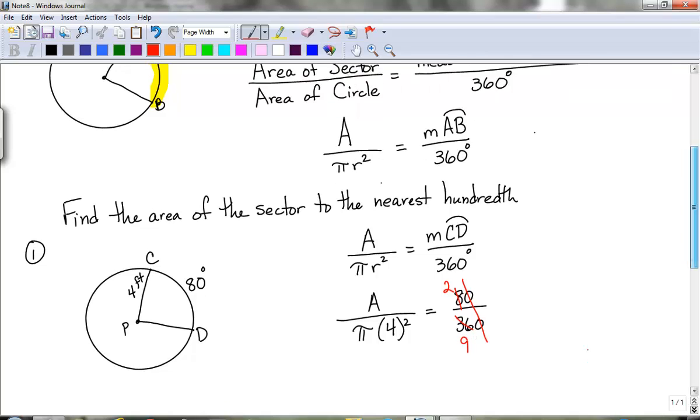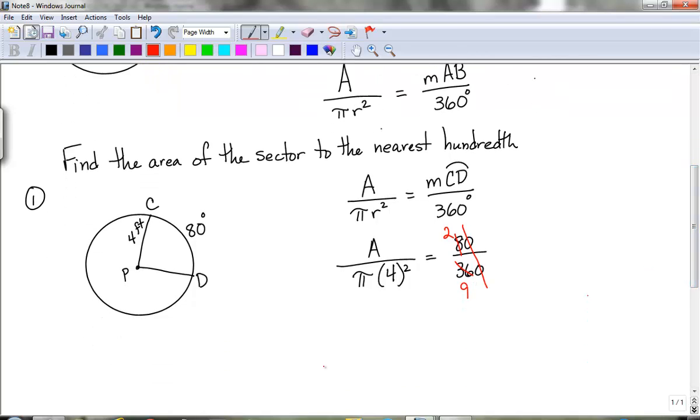Okay, so now if I cross multiply, this 4 squared is 16. If I cross multiply 16 times 2, 32 pi, right? And cross multiply 9 times the A. Now I'm solving for A. I want the area of the sector, so divide by 9.